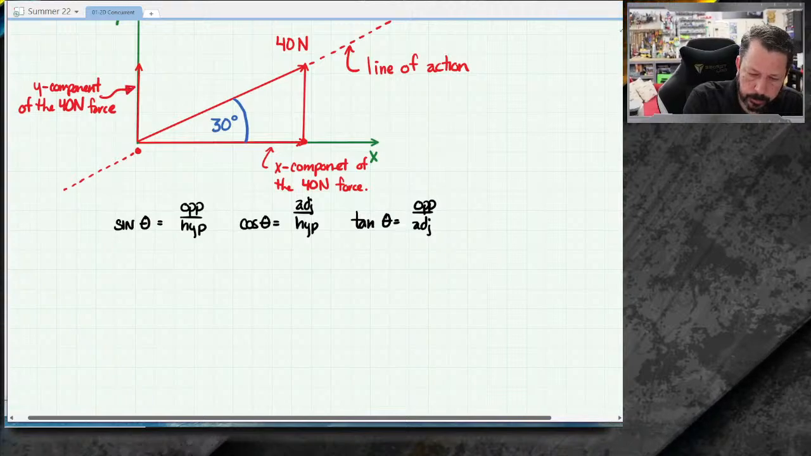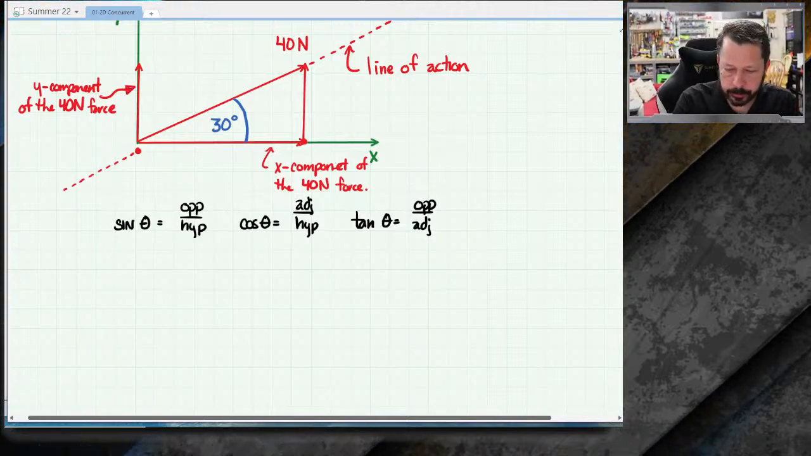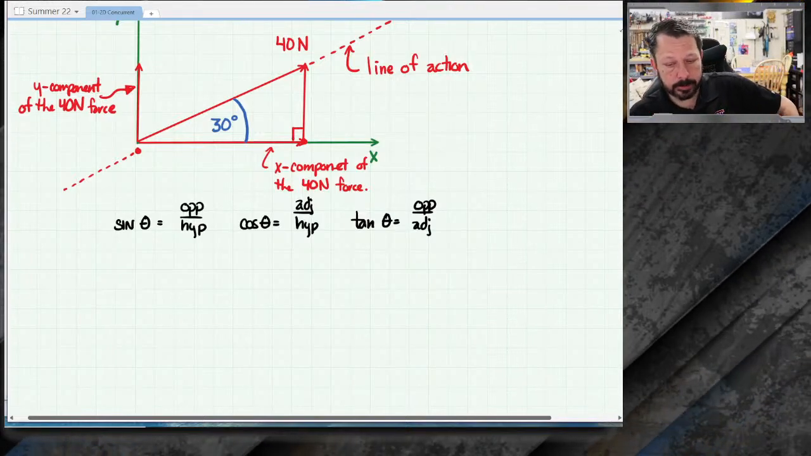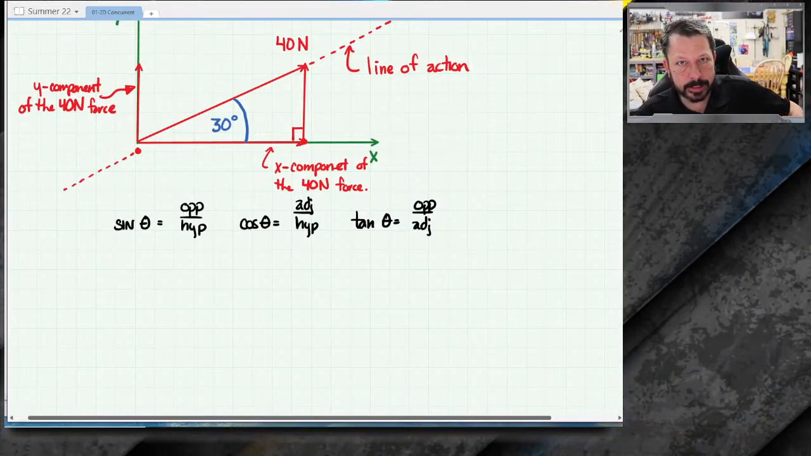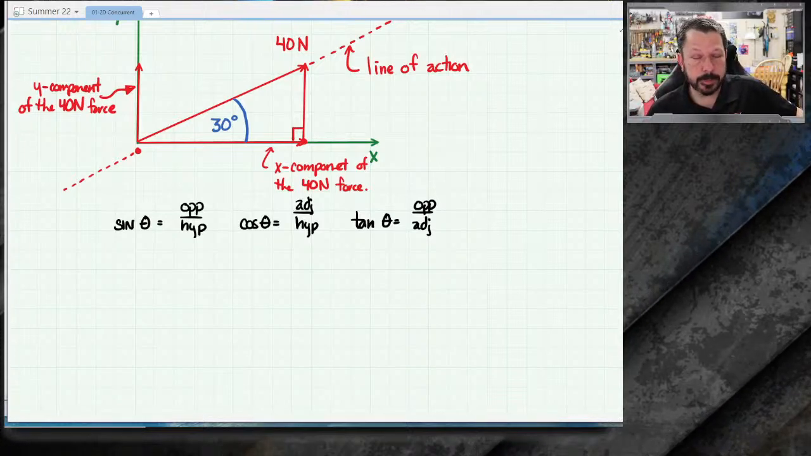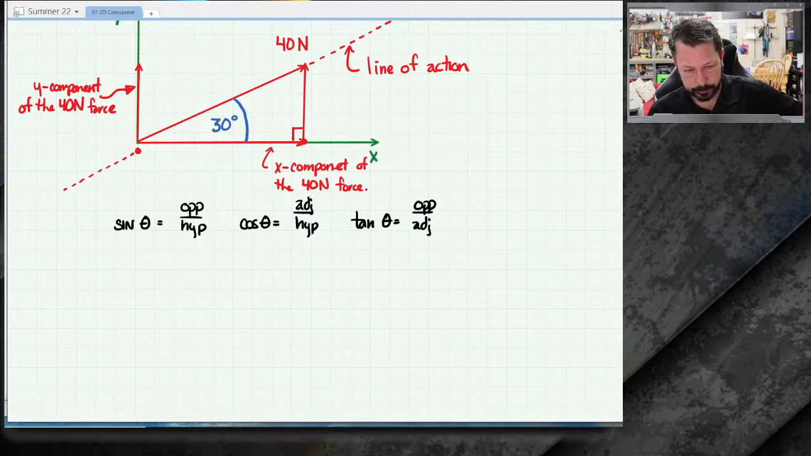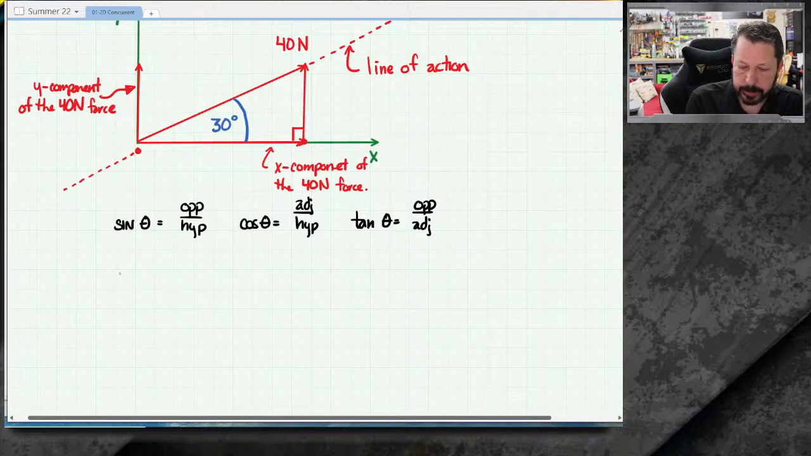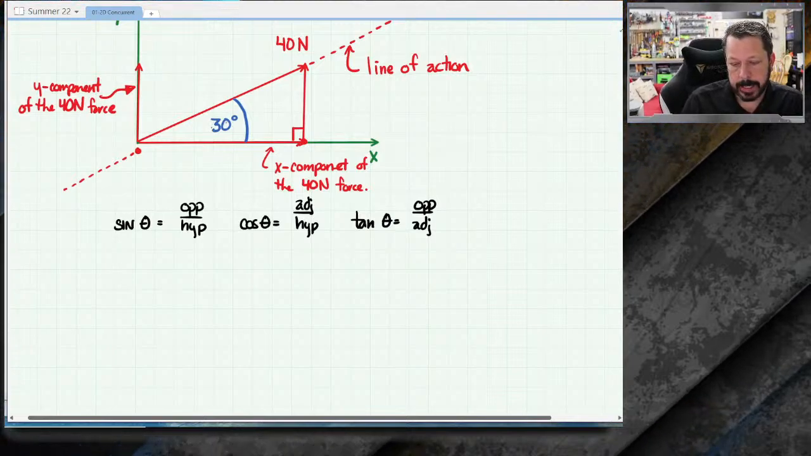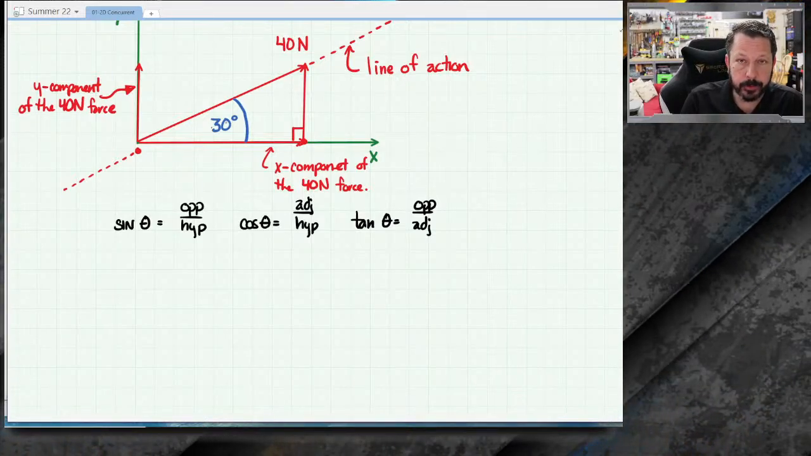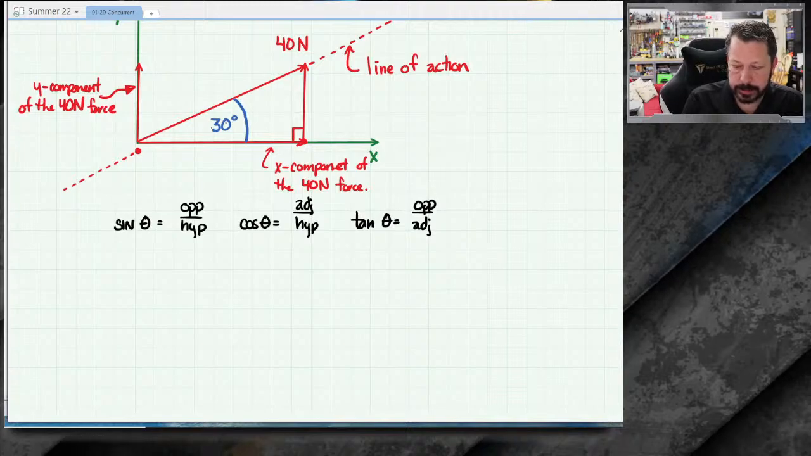So when I did that, we created a little right triangle. And that triangle is what we will use these sine and cosines on. So if I want to figure out the x component of the 40 Newton force, for instance, then I would go in and the x component, if I'm thinking of this 30-degree angle here, the x component is the adjacent one to the 30 degrees, and the 40 newtons is the hypotenuse. So the adjacent has to do with the cosine.